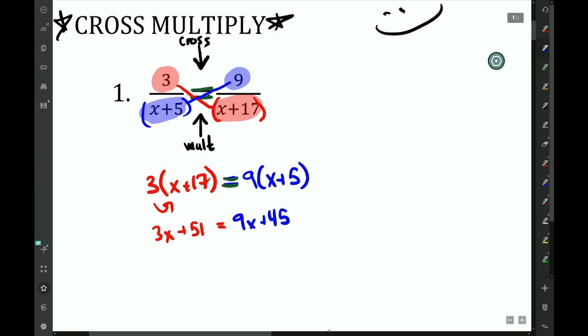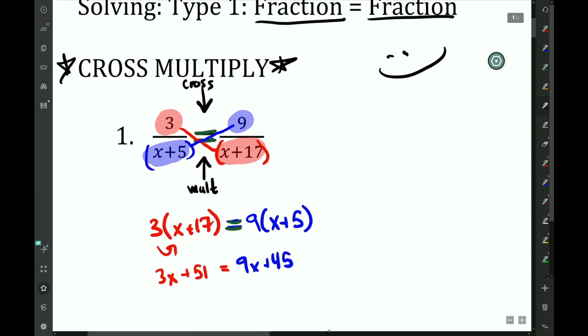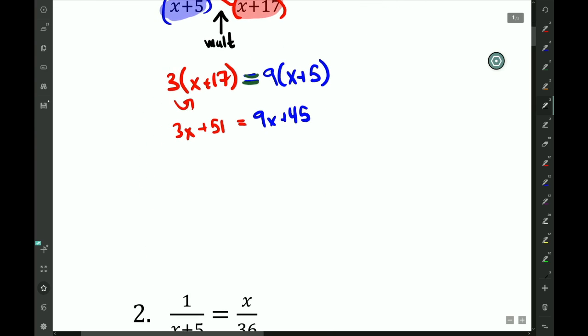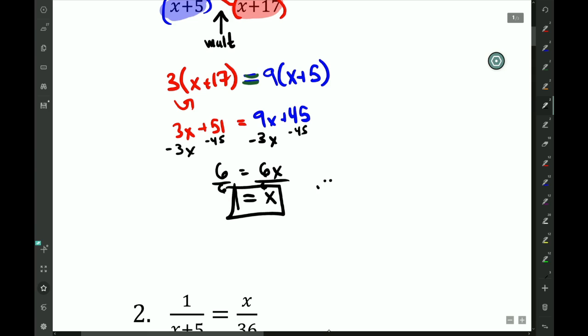Hey, we still need to solve. The other thing with solving is you need x equals. That's what your answer should look like. I don't have x equals. I have 3x plus 51, but we can help us out here. Let's subtract 3x. You could do it either way, really. And let's subtract 45. So 51 minus 45, that's going to be 6. Okay, 6x equals 6. Divide by 6. X equals 1. Okay, x equals 1. That's easy peasy.